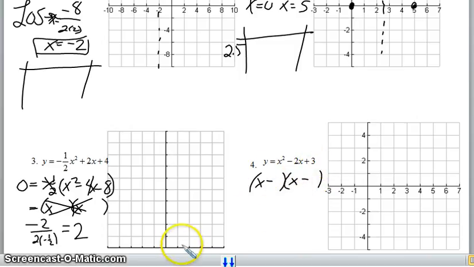But that's kind of the idea. You have to check and see if you can factor. And if you can, great. If not, oh well, move on. Do it the other way.